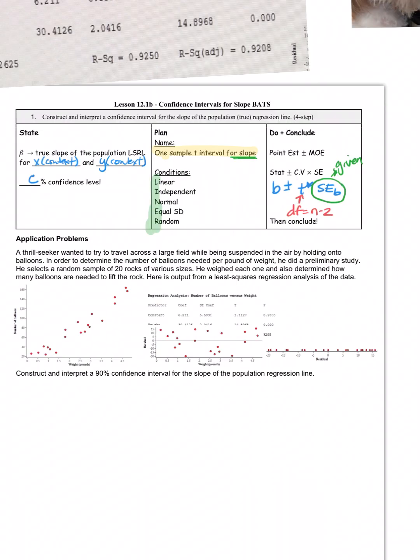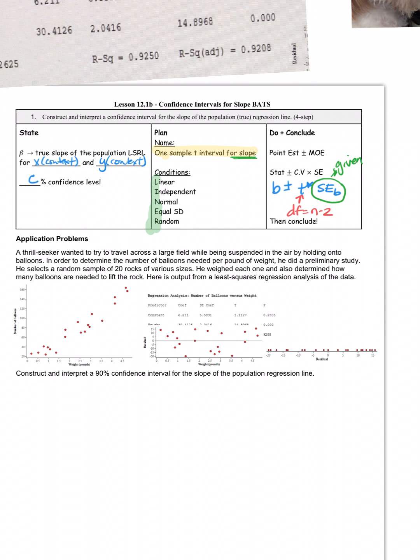Okay, so a thrill seeker wanted to try to travel across a large field while being suspended in the air by holding on to balloons. Maybe they just watched the movie Up and thought they could do it too. I don't know. In order to determine the number of balloons needed per pound of weight, he did a preliminary study. He selects a random sample of 20 rocks of various sizes. He weighed each one and also determined how many balloons are needed to lift the rock.